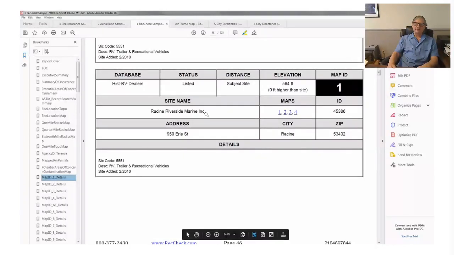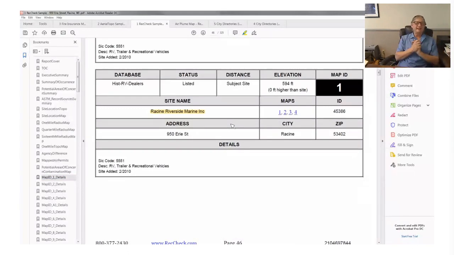Well, Racing Riverside Marine. So right away, you know that they're probably selling boats. And if they sell boats, they probably repair fiberglass and work on the motors, right? Or the engines, or whatever you want to call them. So right away, I'm thinking solvents, paint thinners, and paints, but I don't know yet. But this is one fact I'm going to write down.